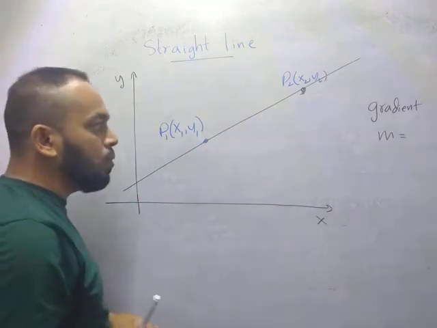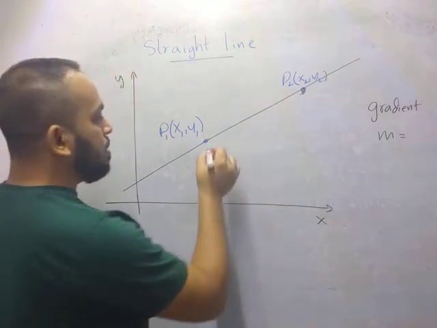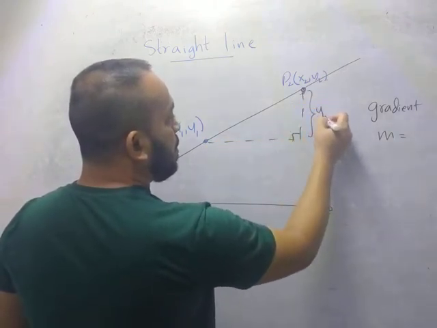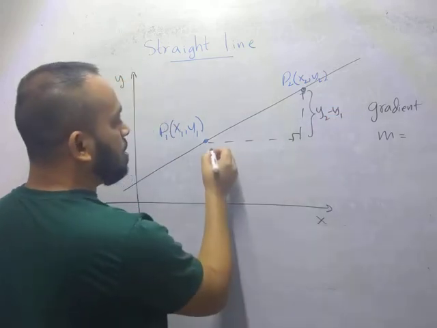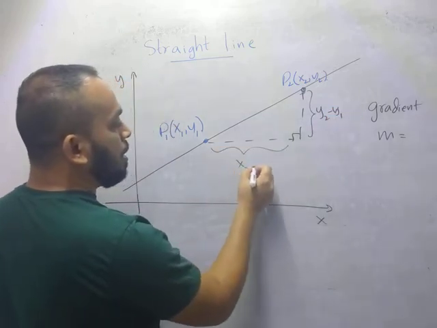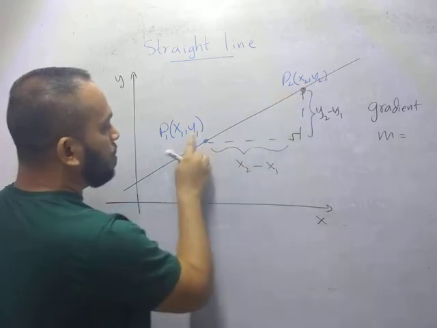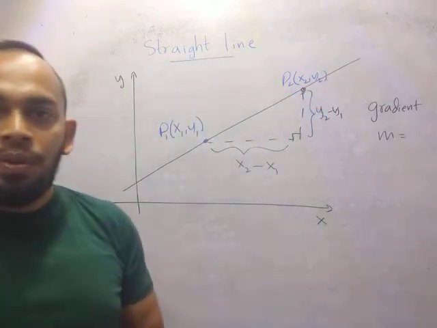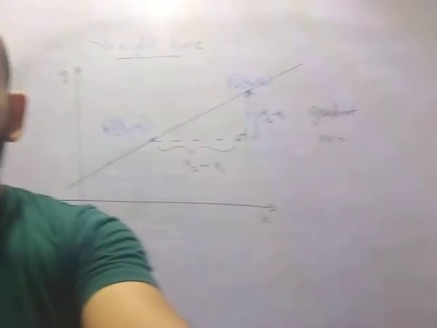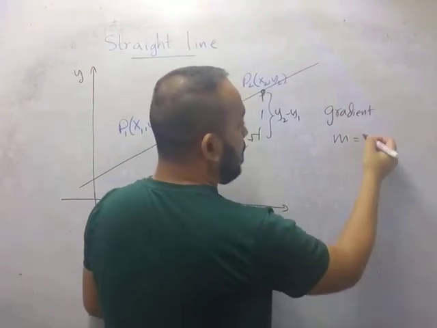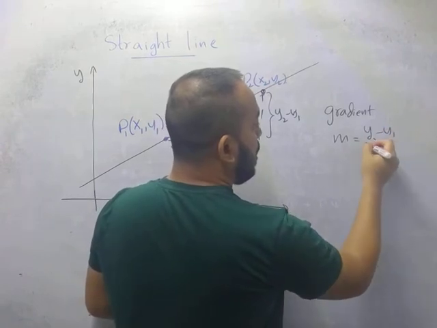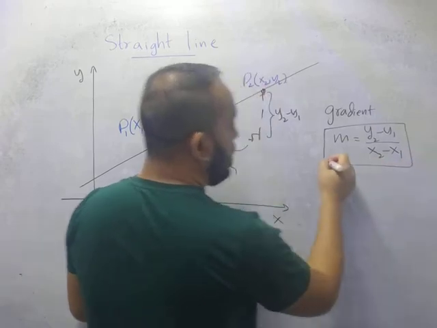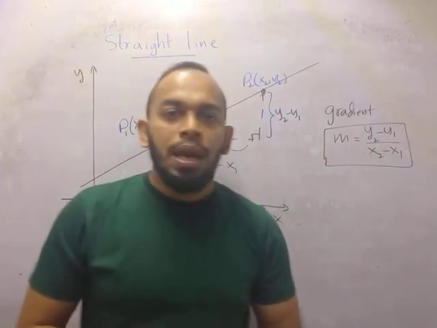x1, y1 and x2, y2. Then the gradient is defined as, so this distance would be the difference in y coordinates, and this distance would be the difference in x coordinates, x2 minus x1, then y2 minus y1. The gradient, usually denoted by m, is defined as y2 minus y1 divided by x2 minus x1. This is the gradient.